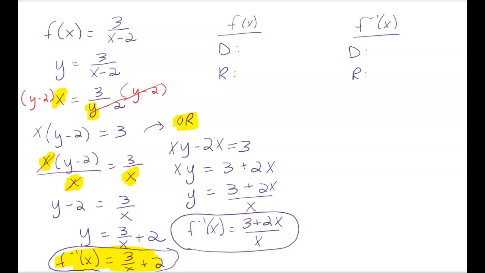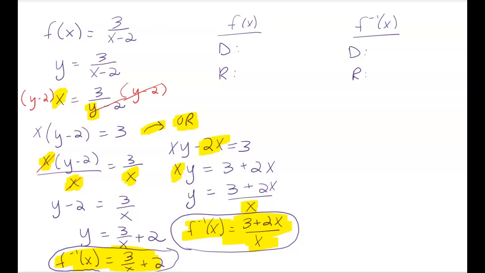Or, some students at this spot would distribute that x in, and you would get something like this. Then you can add this 2x over to the other side, and divide everything by this x, and you could write your inverse function like this. Both answers are fine, and WebAssign would take either one, and both answers are equivalent to one another. So let's talk about the domain and range.